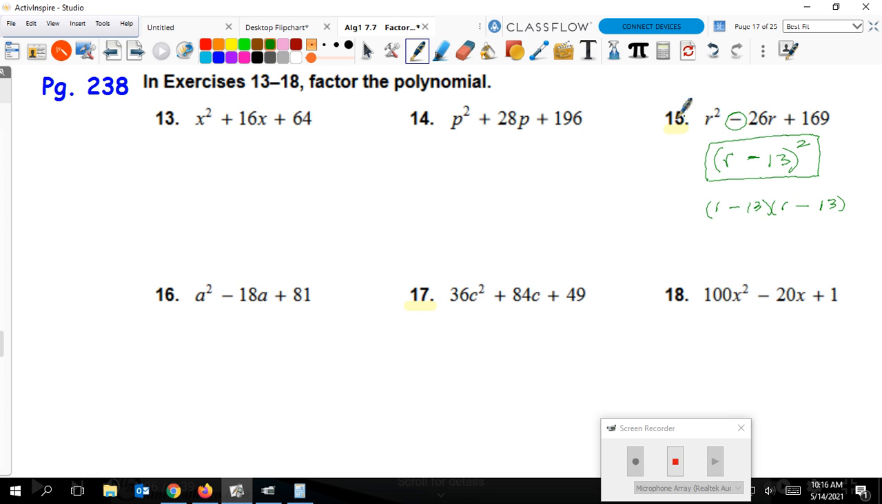So go ahead and pause the video now, try 13 and 14, and then actually you can do 13, 14, and 16. Maybe do those three. 13, 14, 16, and then we'll come back and do these two in a minute. So try 13, 14, and 16 this time.